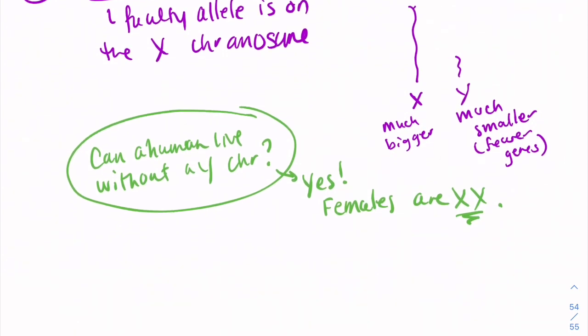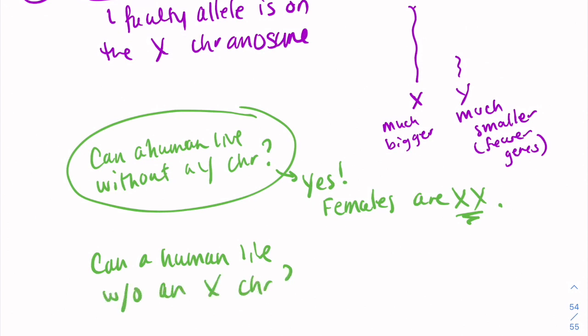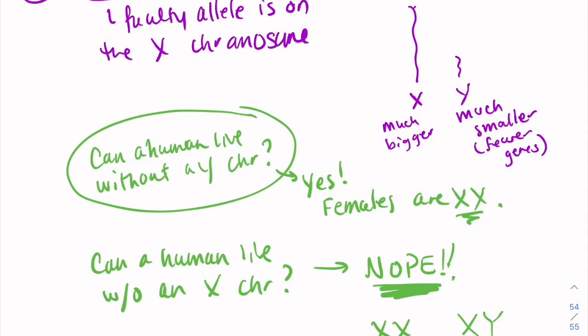So, next question. Can a human live without an X chromosome? And the answer is nope. Females have 2 X chromosomes. Males have an X and a Y. And I'm talking about sex, I'm not talking about gender. Gender is a socialized concept. Sex determination is physical body, what's going on at the chromosomal level.